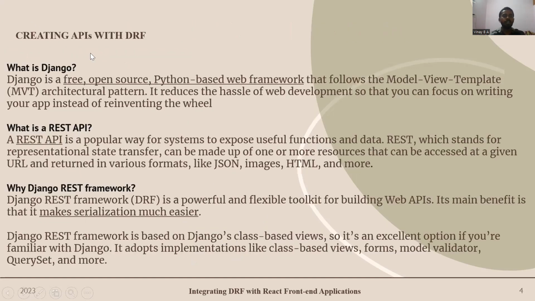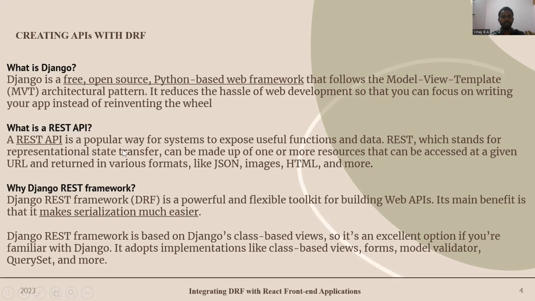Then creating the APIs with DRF. First of all, what is Django? Django is an open source Python-based framework that follows the model view template architectural pattern. It reduces the hassles of web development so that you can focus on writing your app. Then what is a REST API?